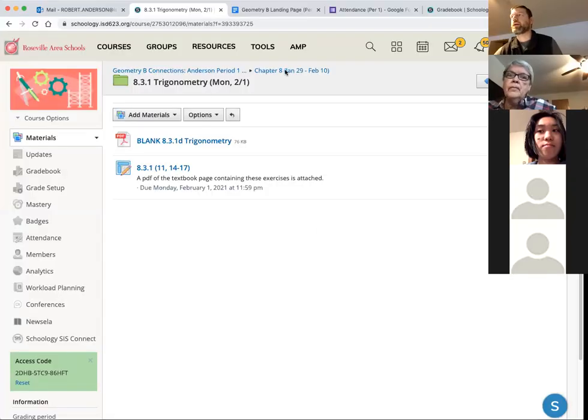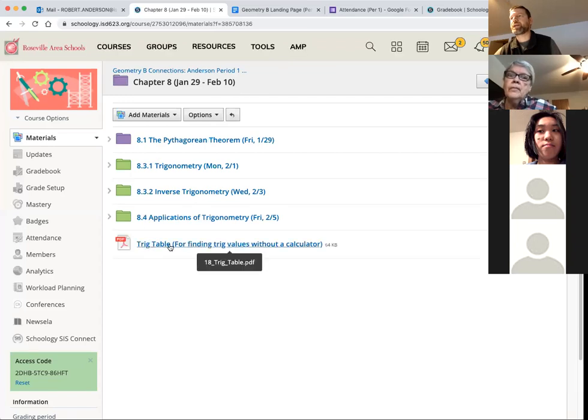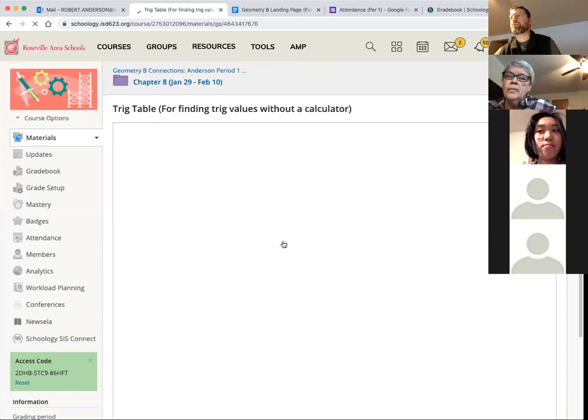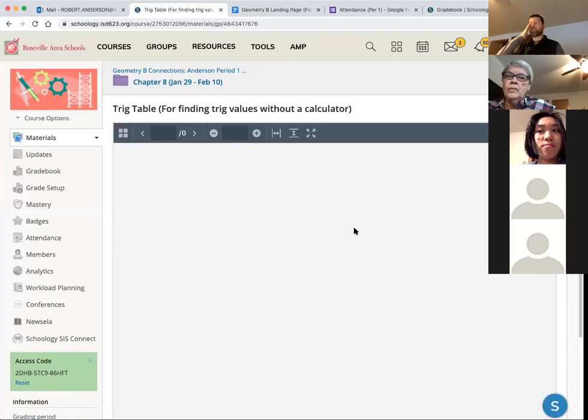All right, in our trig folder, down here, I put a trig table for finding trig values without a calculator. If I click on that, there's going to be a table here, and it's going to have all of our different trig values. You can use this table to find any trig value you want.